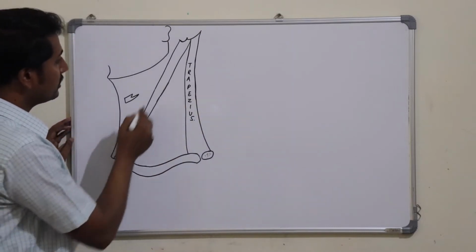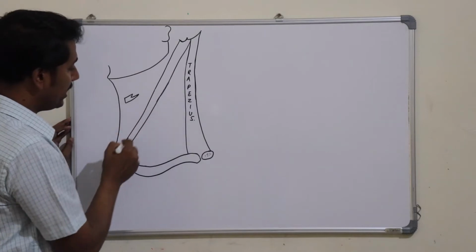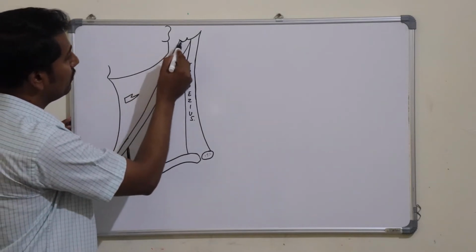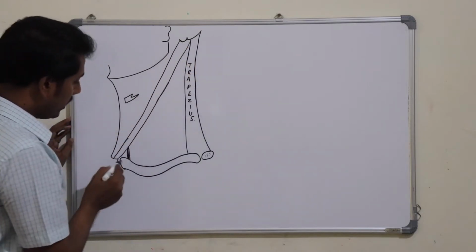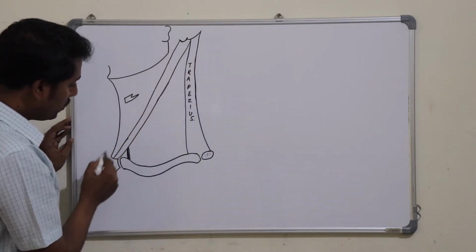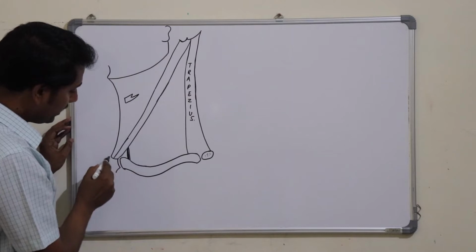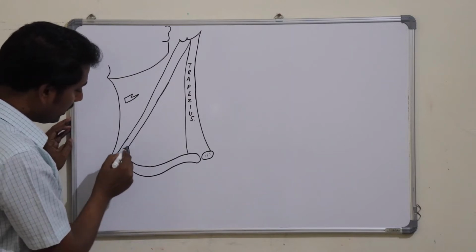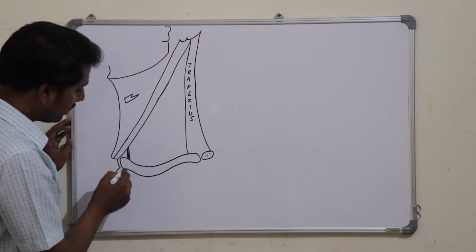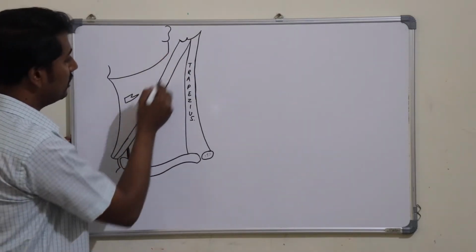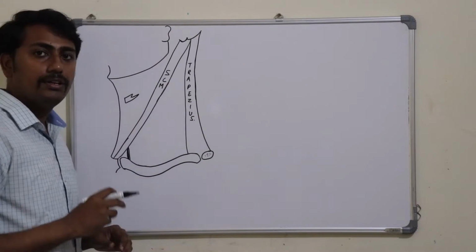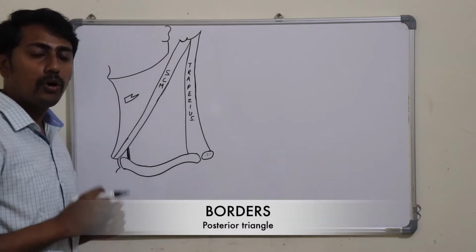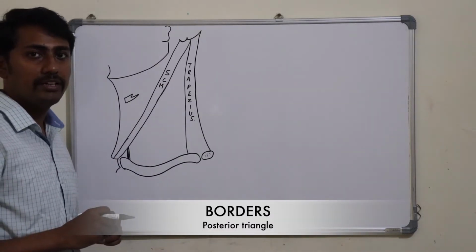We can see another muscle which is obliquely placed in the side of the neck, which is extending from the mastoid process, medial part of the superior nuchal line and getting attached by two heads. One head is getting attached to the manubrium sterni and another head is getting attached to the clavicle. This muscle is the sternocleidomastoid muscle. Now we will look on to the borders of the posterior triangle of the neck.